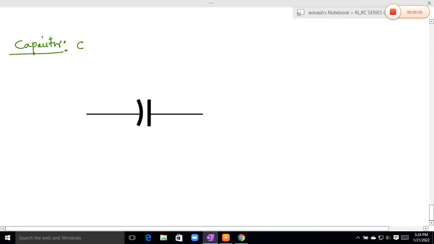Capacitor is denoted by capital C. This is the capacitor symbol. A capacitor is a device that stores electrical charge. So it is defined as C. It stores energy in the form of electric field. Okay.